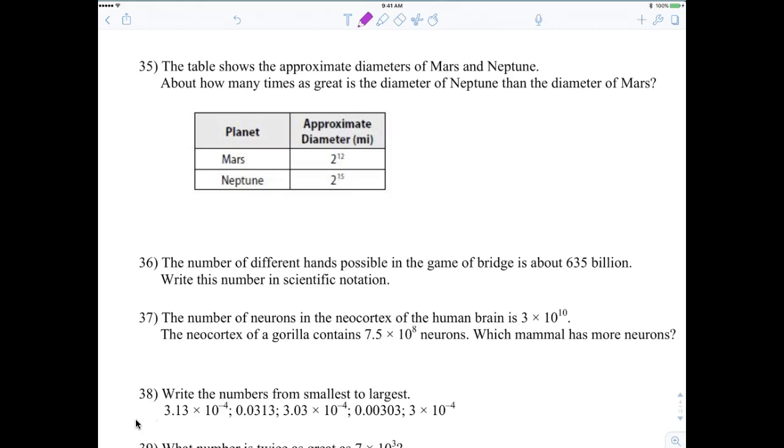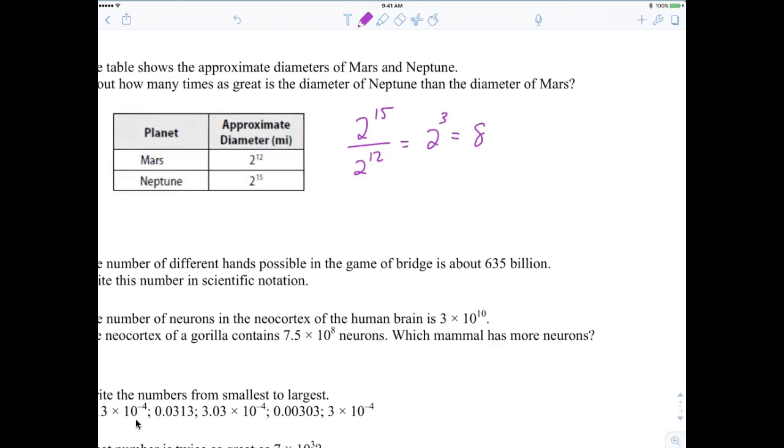So now we're going to take Neptune, which is 2 to the 15th, and we're going to divide it by 2 to the 12th. And what was the rule for dividing? What do you do for exponents? Yeah, we're going to subtract. So my final answer here would be what? 2 to the 3rd. Now, because 2 to the 3rd is a relatively easy number, 2 to the 3rd is the same as what? 8. Thank you, Ellis. It's 8. So what I prefer you do is just say it is 8 times greater. It is 8 times greater. All right? Everybody okay with this?